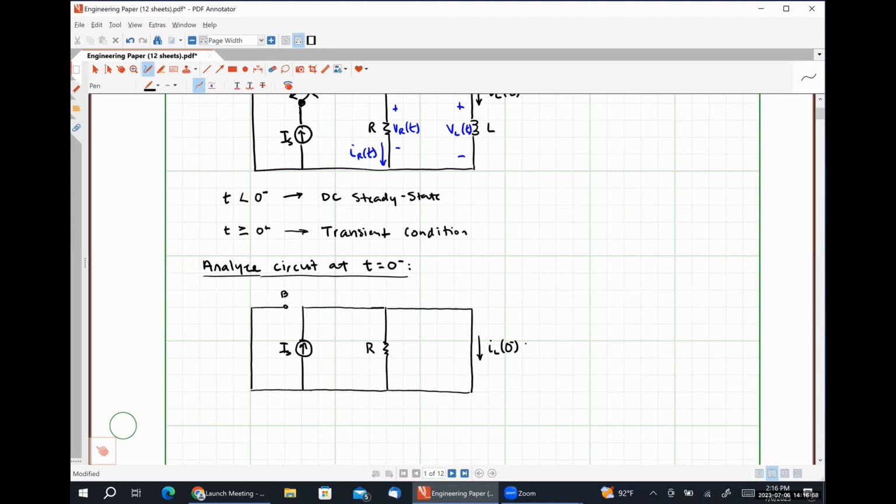That the resistor and the short circuit are going to have the same... They're going to have the same what? Current or IL.